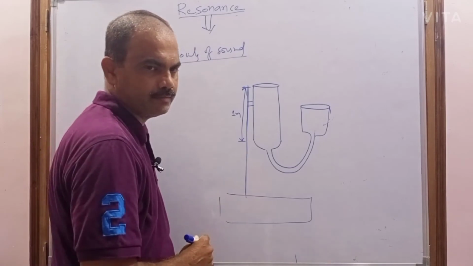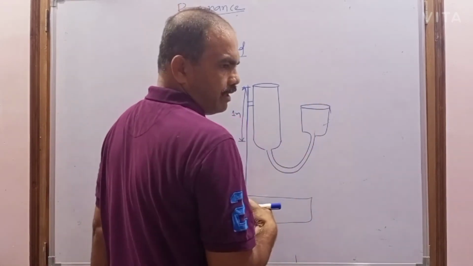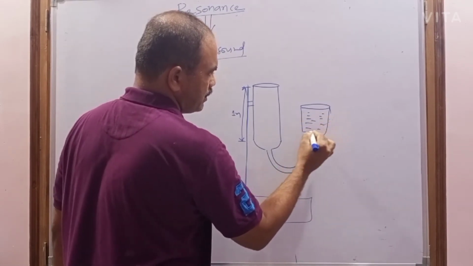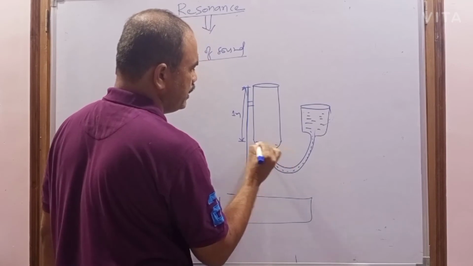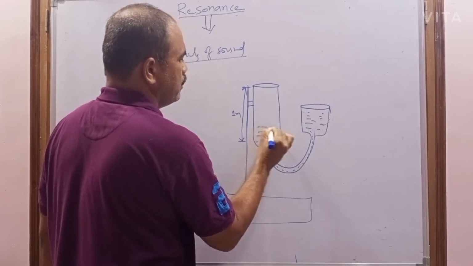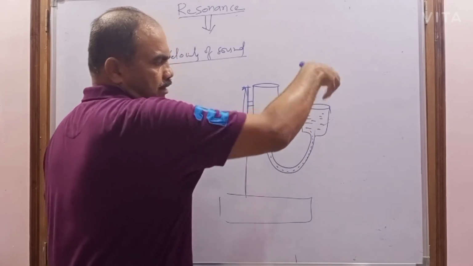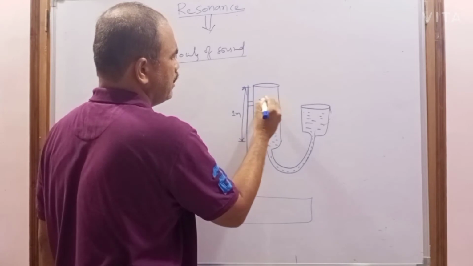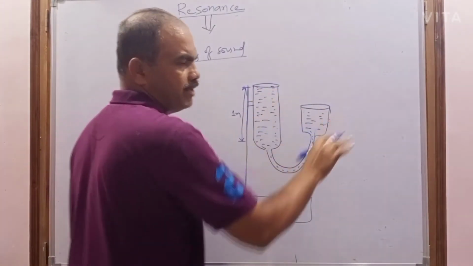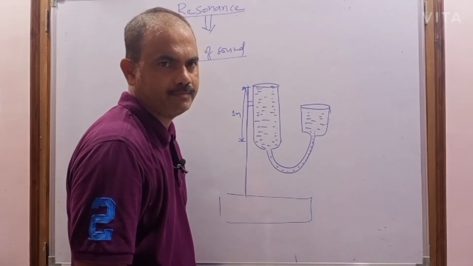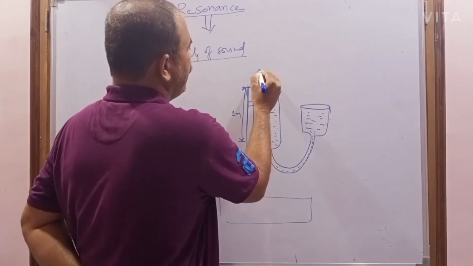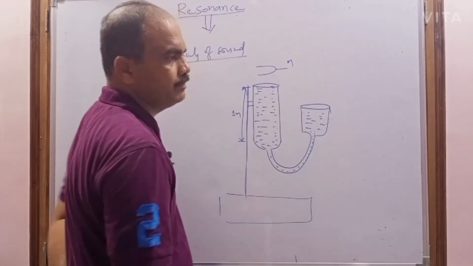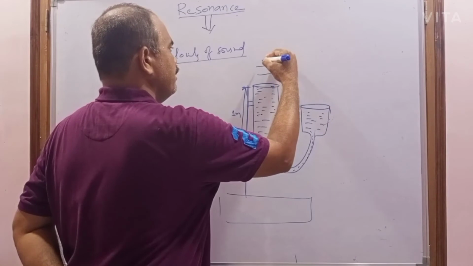Now, when I pour water into this reservoir, the water also enters this cylindrical closed pipe. I have to pour until the whole cylindrical closed pipe is filled with water. Then I stop pouring water. Then take a tuning fork of certain frequency n.